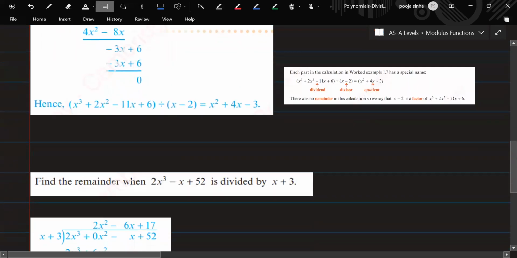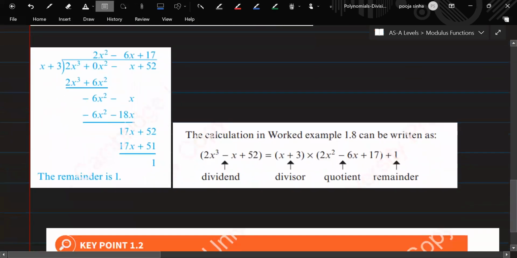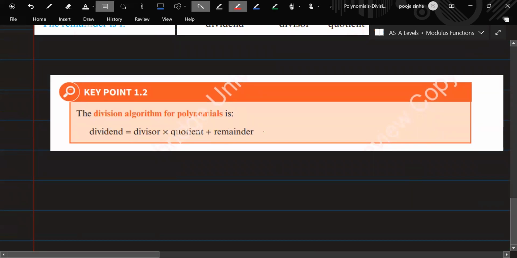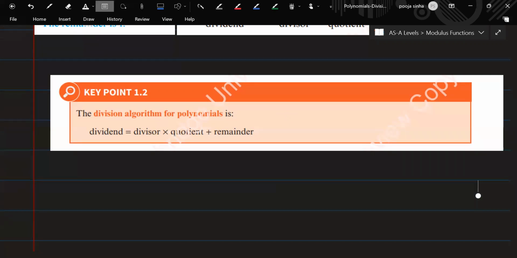Next, you know how to find the remainder. So this part, you know. So I want you to just remember this part. Dividend is equal to divisor multiplied by the quotient plus remainder. Take a note of this. Divisor means the one on the side, right? Divisor means, I'll just write it here.